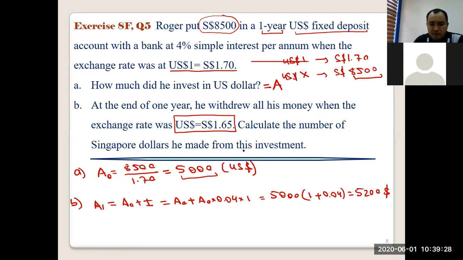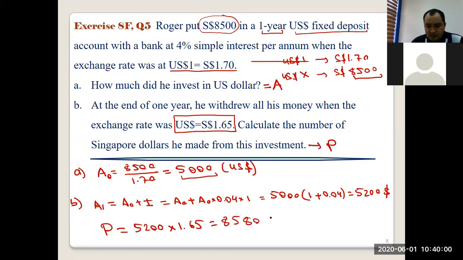Calculate the number of Singaporean dollars he made from his investment. How much he made? Let me just call this P. That's the money, the Singaporean dollars he made. That P is equal to 5,200 times, we have to multiply by this because the rate is 1.65, so 5,200 times 1.65. That's equal to 8,580 Singaporean dollars, right? At the beginning, you actually invested this much money, 8,500, and here you made how much?